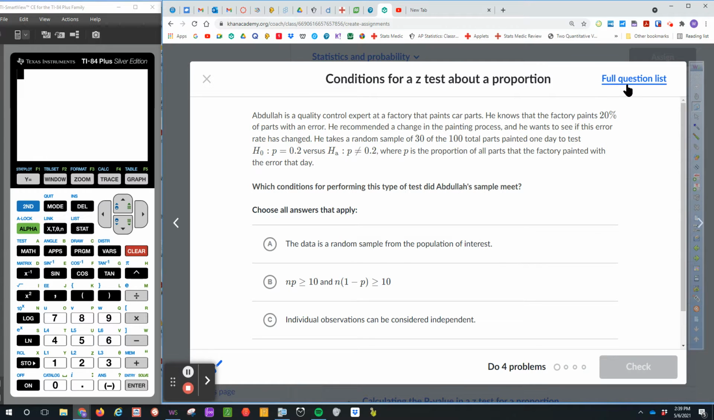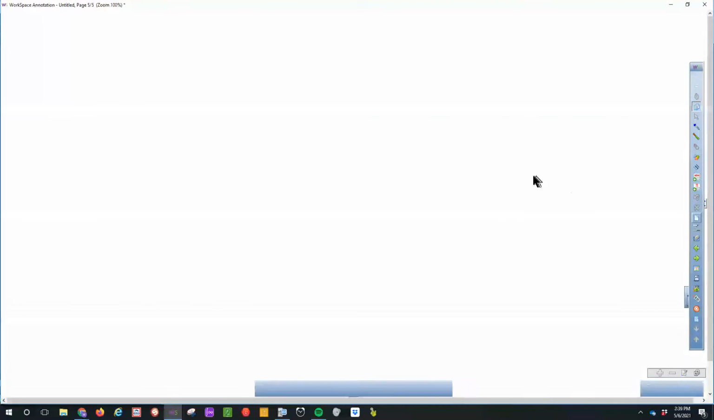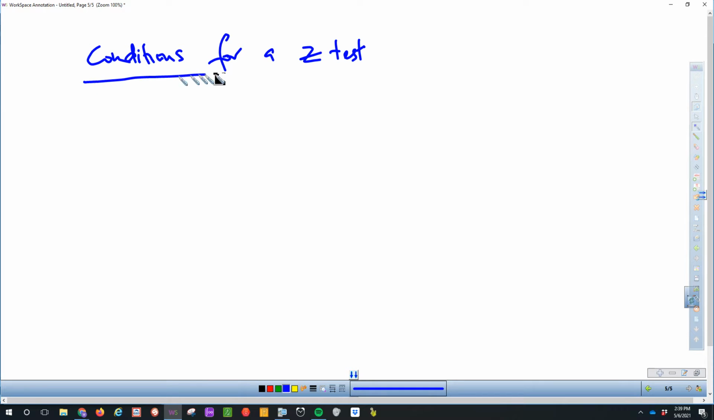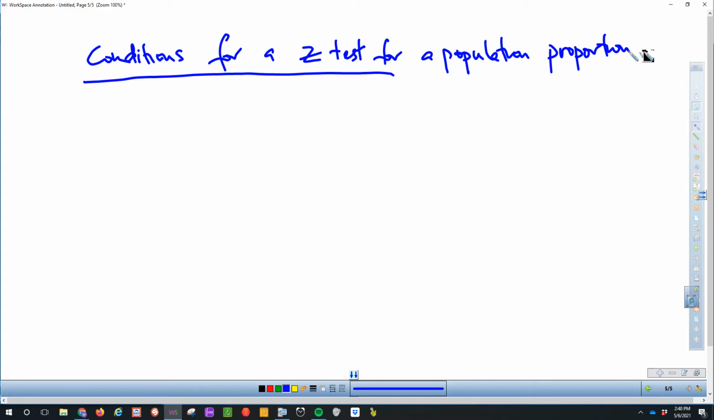And what are the three? There are actually three conditions, so let me write those out. Three conditions for a z-test for a population proportion, which is P.